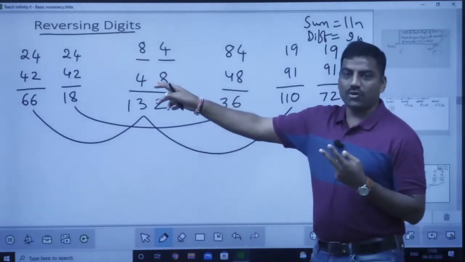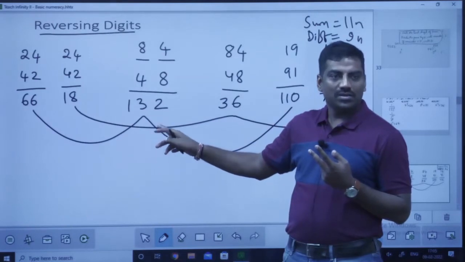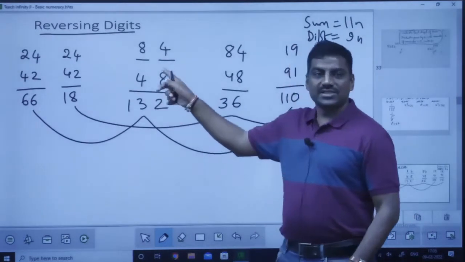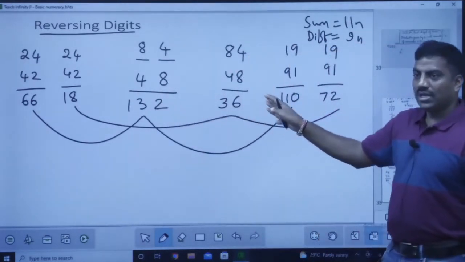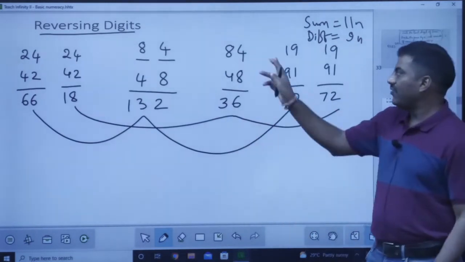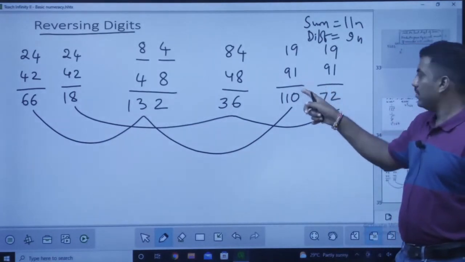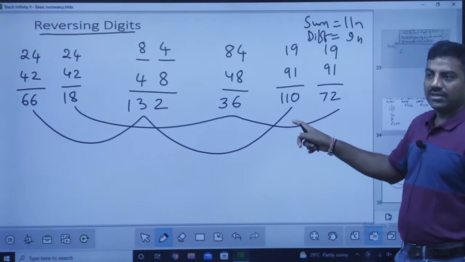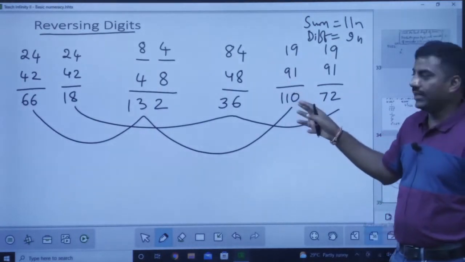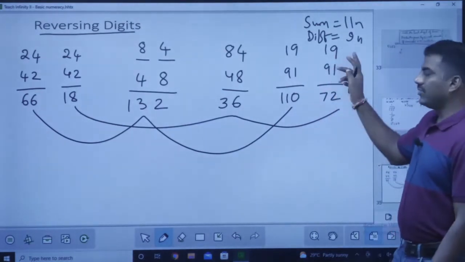Similarly, 84 and 48. 132, divided by 11. What is the answer? 12. 12 is what? The sum of these digits. Similarly, the difference is 36. Divide by 9. What is that? 4. The difference of these digits. Yes? 19 and 91. Sum is 110. Divide by 11. 10 is the answer. 1 plus 9, 10. 9 plus 1, 10. Similarly, the difference 72 divided by 9 is 8. 8 is the difference between 1 and 9.